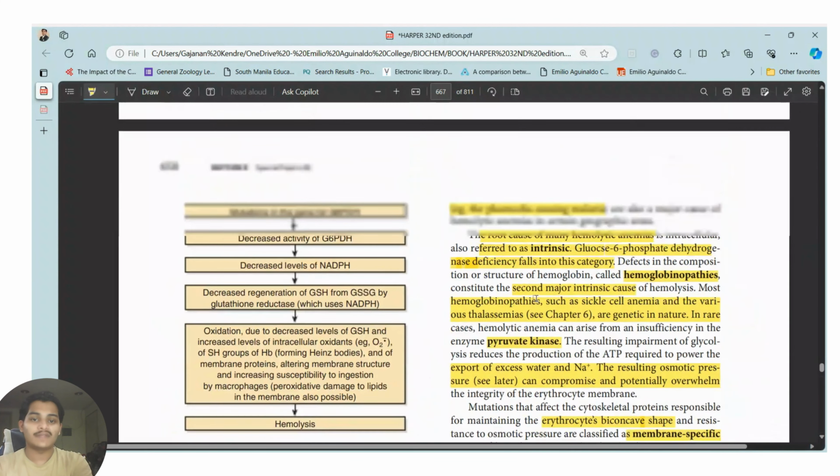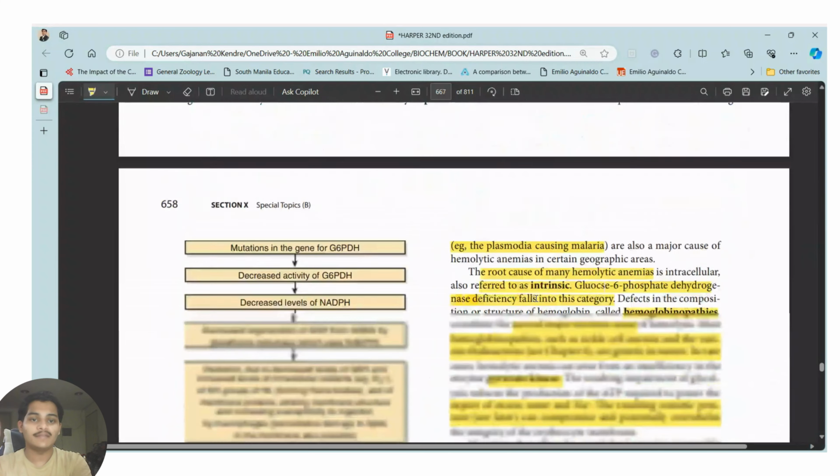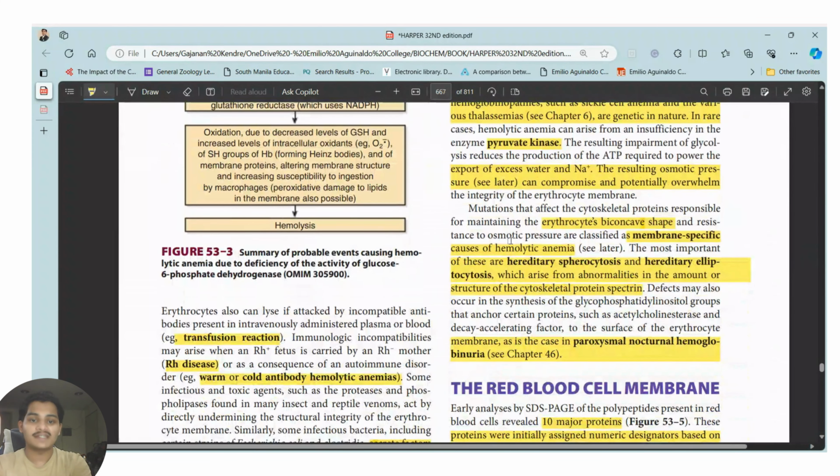Then the third cause of hemolytic anemia is the membrane-specific cause. What are the membrane-specific causes? There is osmotic pressure buildup, like a failure in some proteins such as spectrin, ankyrin, actin. These are the membrane proteins. Membrane specific means a defect in the proteins which maintain the biconcave shape of an RBC.